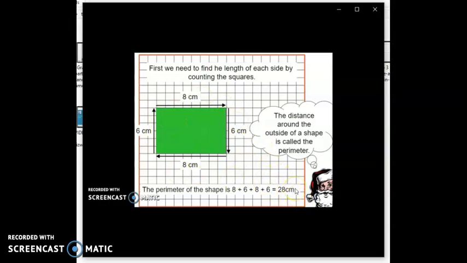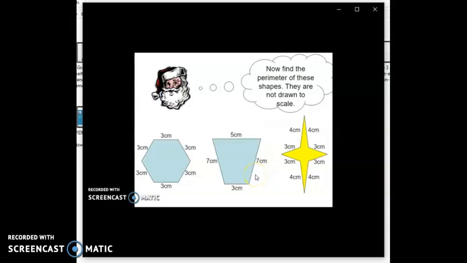So basically perimeter is finding the distance around the outside of the shape. And you know what? Sometimes we need to find the perimeter without using the grid method. See, there is no grid here. There is no squares grid here. So how can we find the perimeter then?